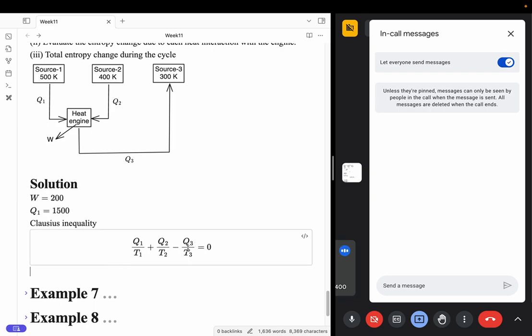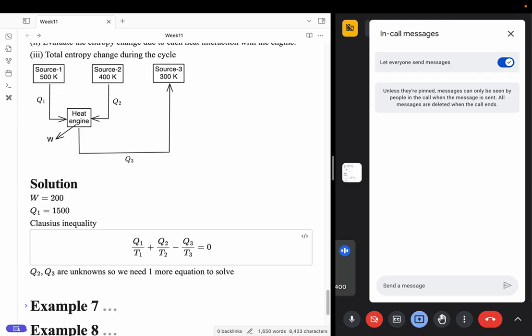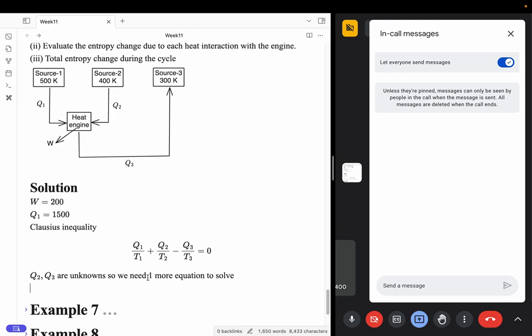So what is the other equation? See, all the equations in this course will be either first law or second law. So you have used the second law to get one equation. So the next equation will come from first law. So what would be that equation for first law? You apply just standard, yeah. So work done is Q1 plus Q2 minus Q3. So this is the second equation.